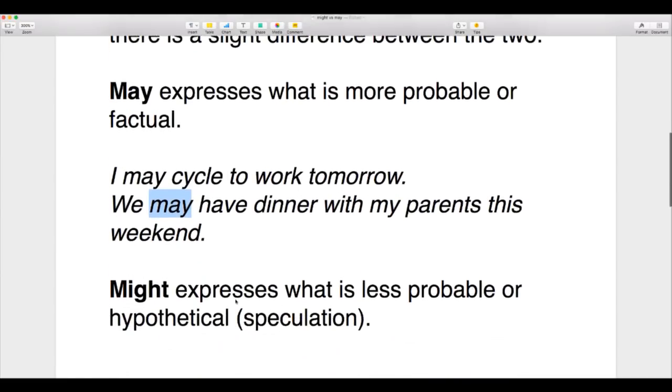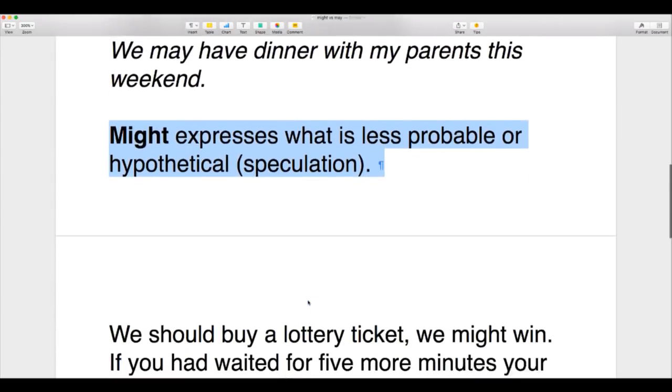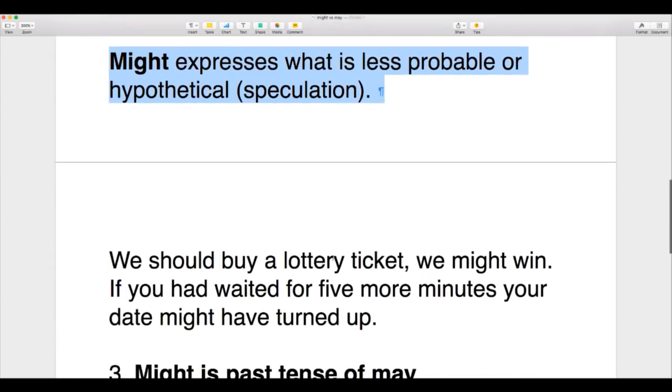Now, we can use might in the same way, but might is more often used to express something that's less probable, or that's a hypothetical situation, something that's speculated. So the example I've given here is, we should buy a lottery ticket. We might win. So winning the lottery is highly unlikely. Of course, it's possible, but it's highly unlikely. And so it's better to use the word might instead of may, because might is for possibilities that are less likely.